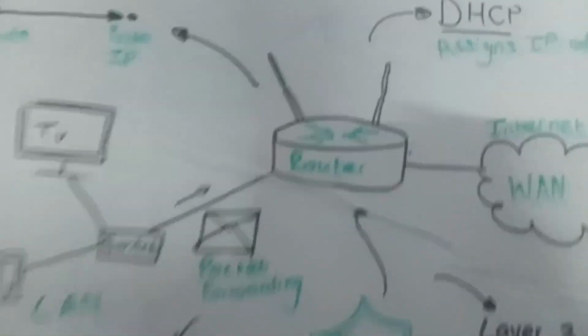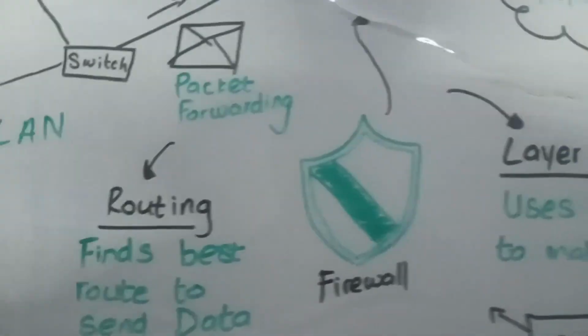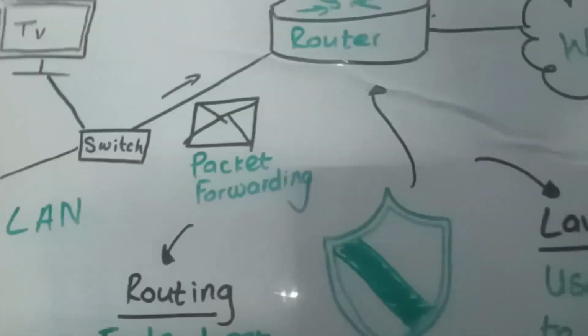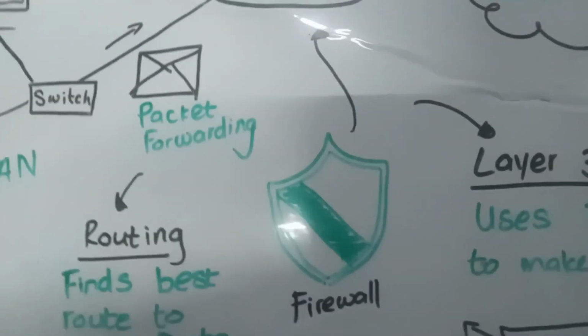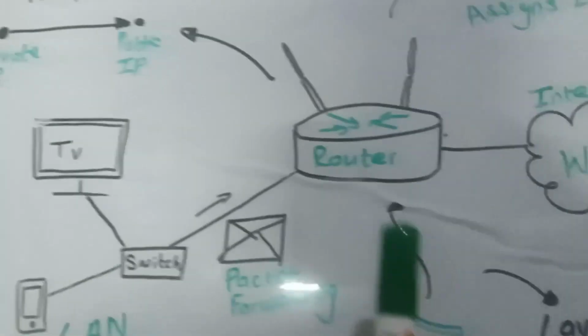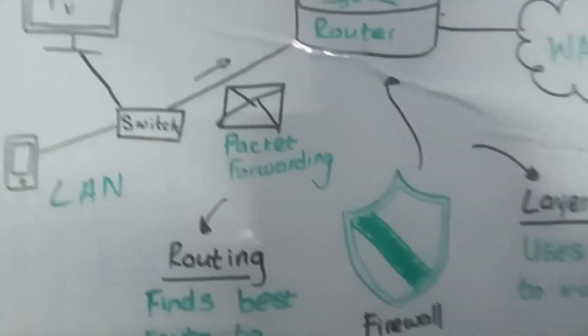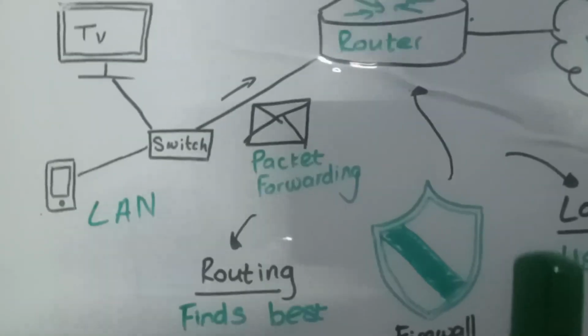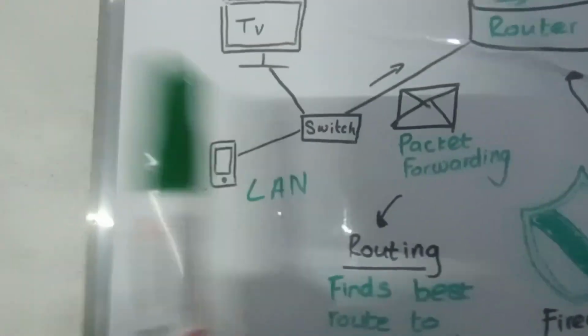Now, because of that, it has another thing it's supposed to do. It has firewall protection. Let's say somebody wanted to send a malicious data packet into the local area network. Now, the router will act like a guard, preventing the data packet from entering the local area network.